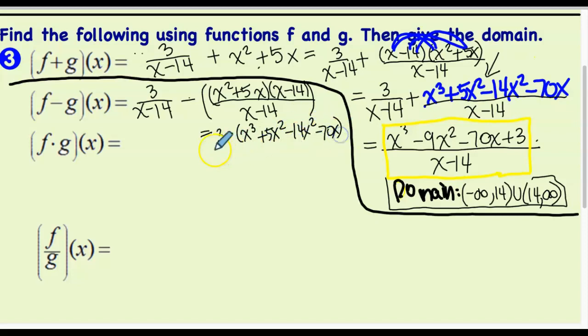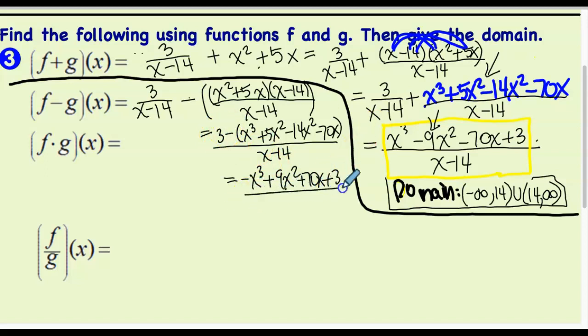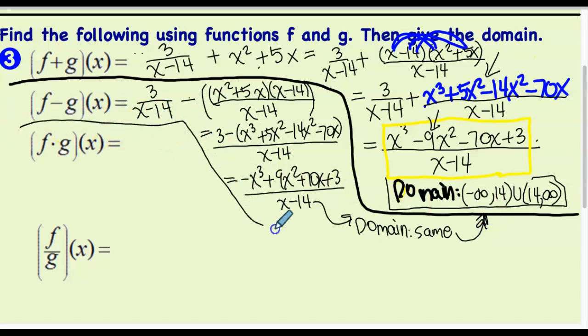There are some shortcuts along the way here, but a lot of this is just tedious algebraic simplification, multiplying, adding, distributing, that type of thing. So now the negative applies to the x cubed. The negative applied to that would be a positive 9x squared. It was a negative. And then finally, 70x, and then the 3 is a positive. The 70 was negative, now it's positive, so the 3 stays positive, and that's all over x minus 14. And the domain is the same, okay? So we don't have to worry about writing different domains because it is going to be exactly the same as that. All right, then finally, the multiplication and division.